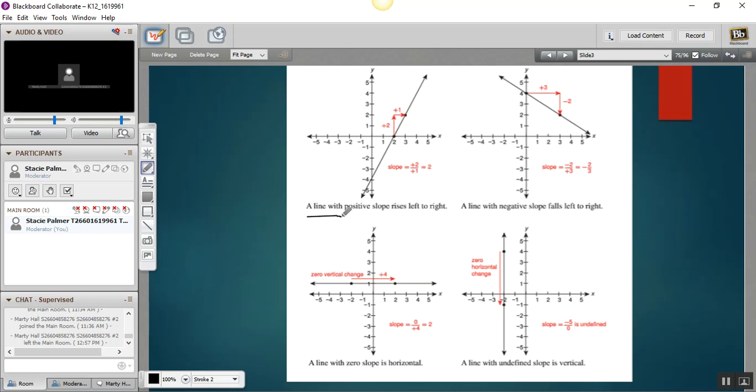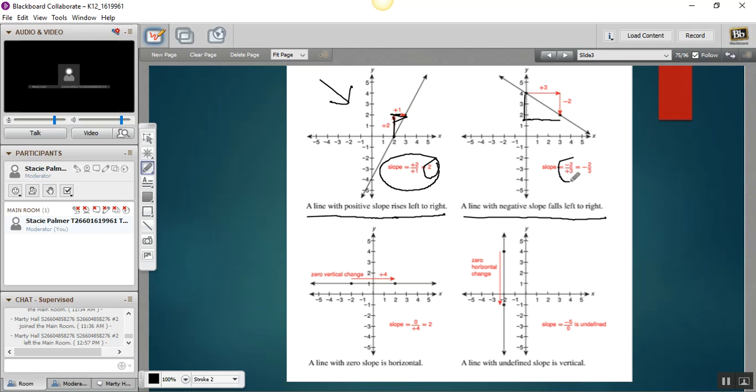A line with a positive slope rises left to right. You can see this line right here has a positive slope. And if we were to figure out how we move to get from this point to this point, can you see we're moving up and to the right? Because we're moving up and to the right, we're going to end up with a positive slope. A negative slope falls left to right. You can see to get from here to here, we're going to have to move down and to the right. We have to move down 2 to the right 3.